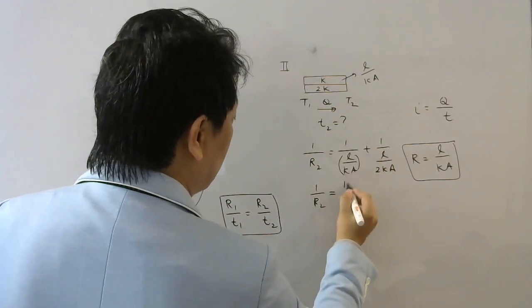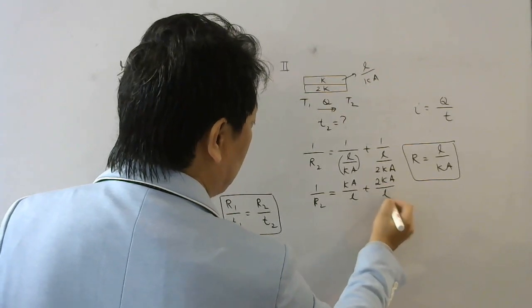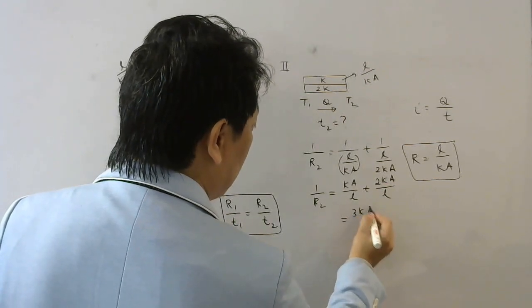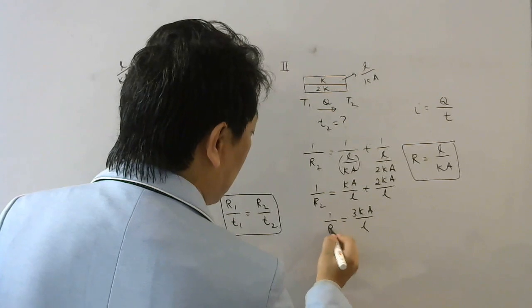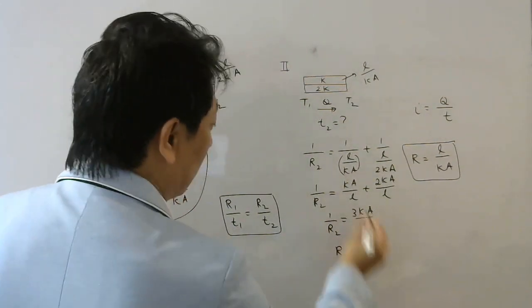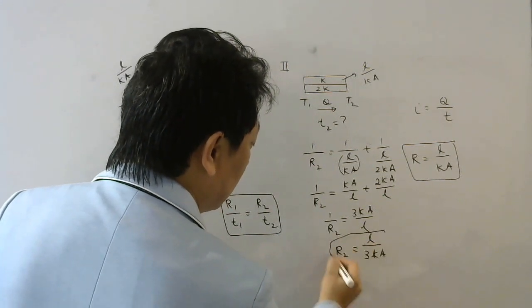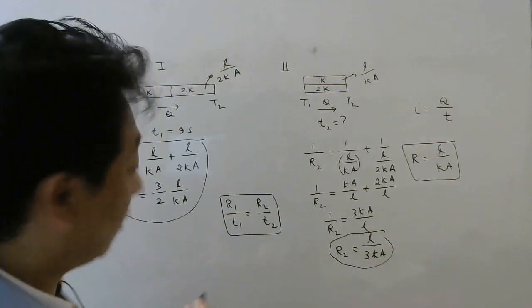Ka will go up. So Ka by L plus 2Ka by L. That will be 3Ka by L. That will be 1 by R2. But I want R2. So what will be R2? Take the reciprocal. So L divided by 3Ka. So this is the resistance of the second configuration.